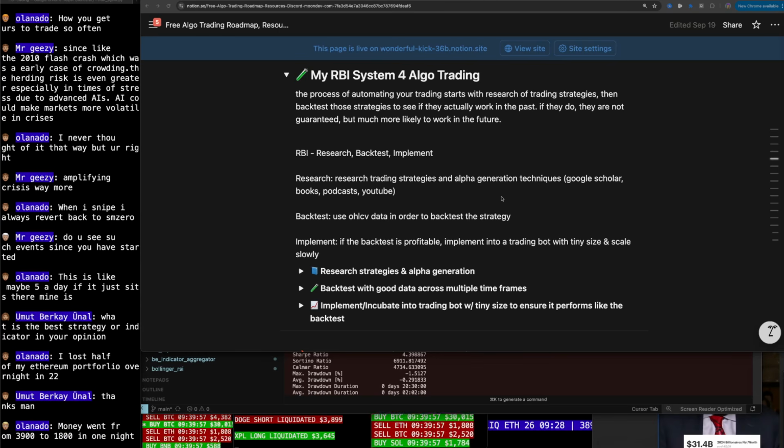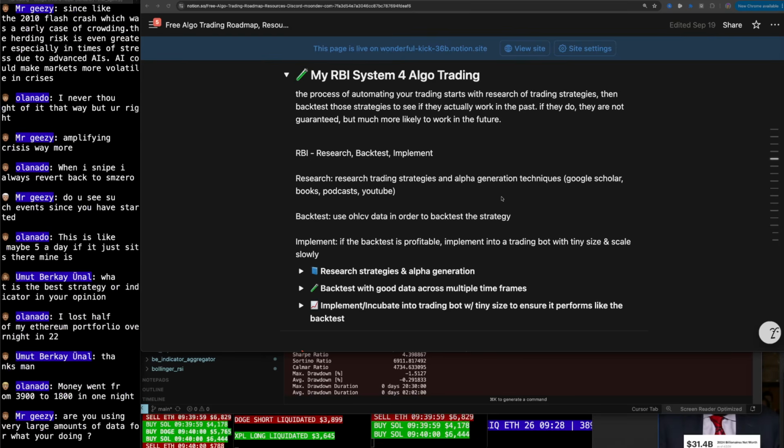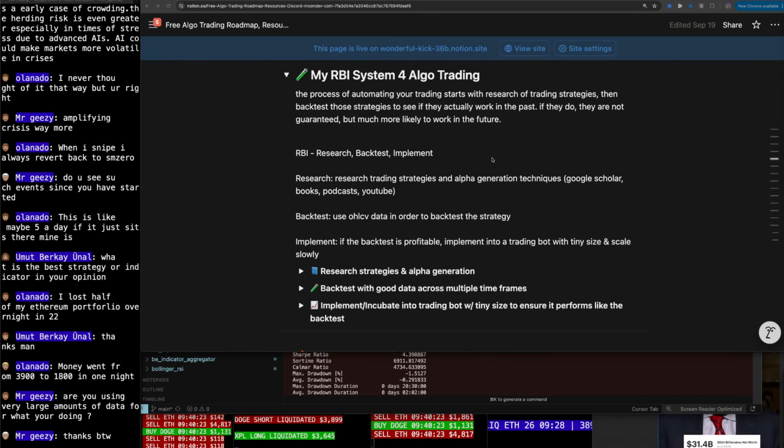Damn. Ethereum went from 3,900 to 1,800 in one night. I use a lot of data to backtest, yeah. And then I make my bots make decisions based off of data as well. So it's not like large amounts that you can't handle or anything. It's just API calls. Computer can handle it.